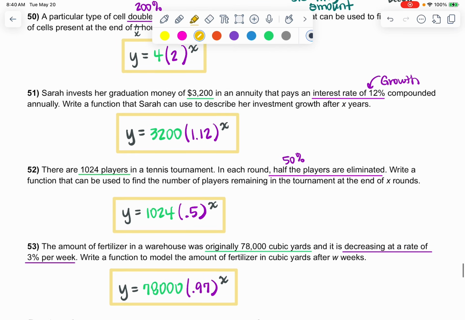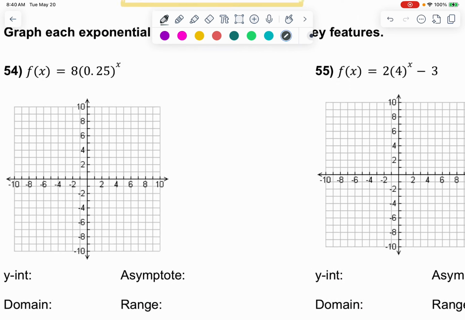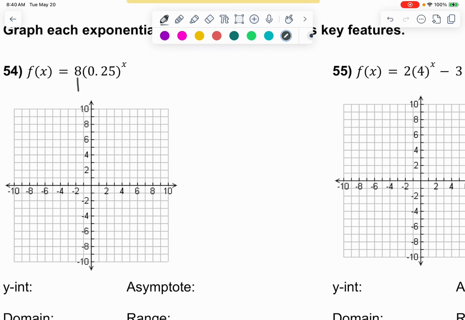All right, these last couple are just graphs. You can totally just type these into Desmos if you want to, or you can do them by hand. That's completely up to you. I'll start off doing a little bit by hand. First of all, the a value, let me go purple. This is the a value, right? So I know I'm starting, my y-intercept is 8, and I haven't shifted it up or down at all because there's no plus or minus on the end for any transformations. And then this is 0.25, which is definitely a decay because it's less than 1, and it's a pretty steep one, right? So I know my graph's going to look something like this.